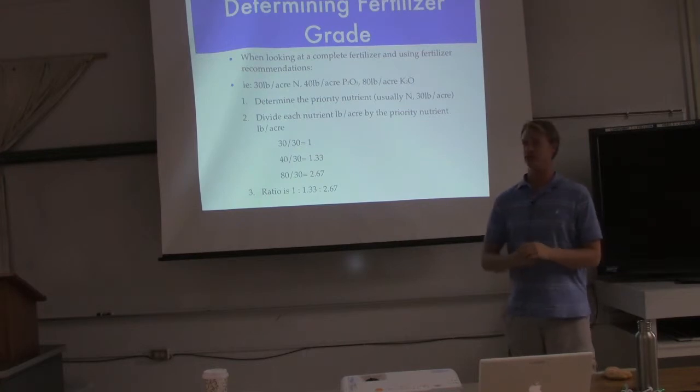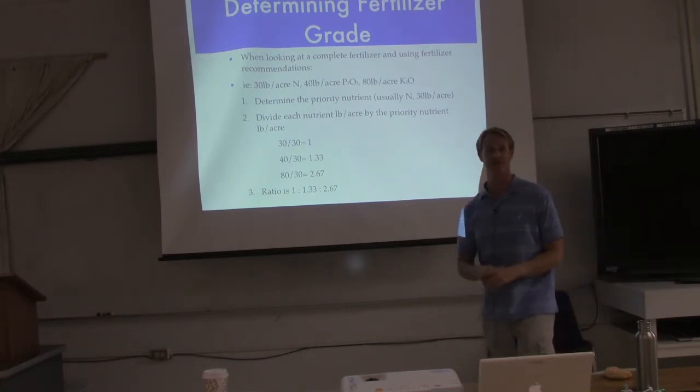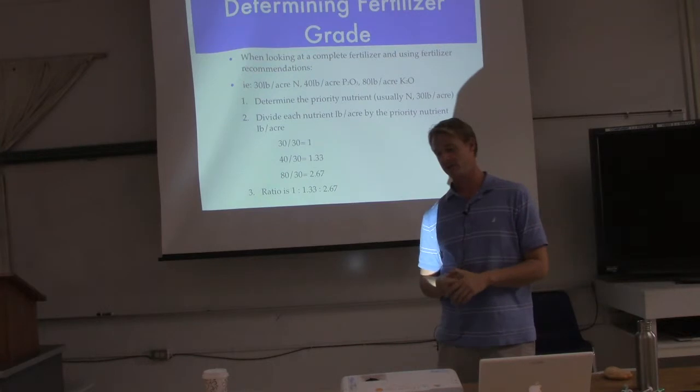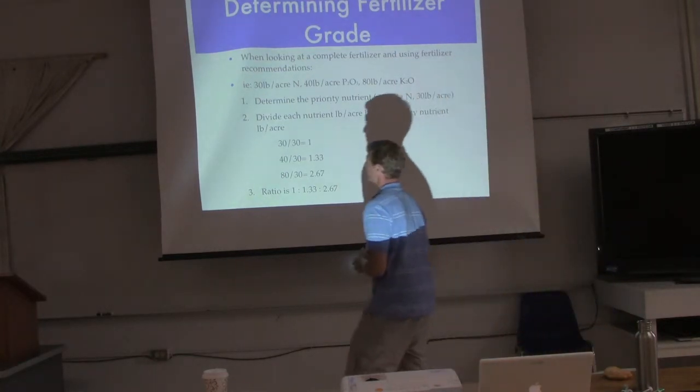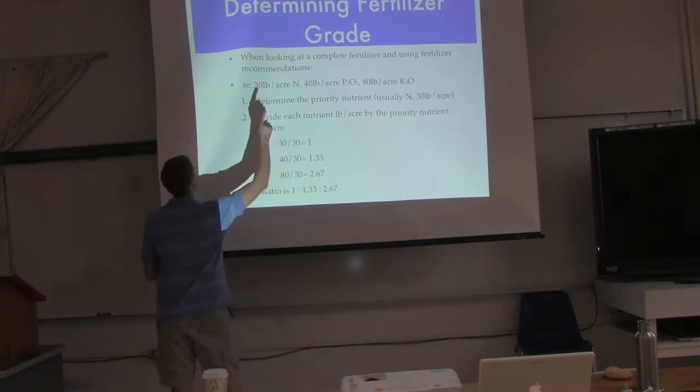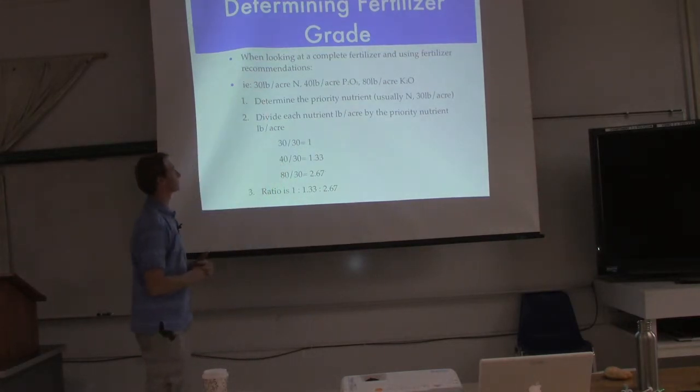So you send off your soil sample to the analytical laboratory, and they send it back to you, and they tell you that you need to put out 30 pounds per acre of nitrogen.